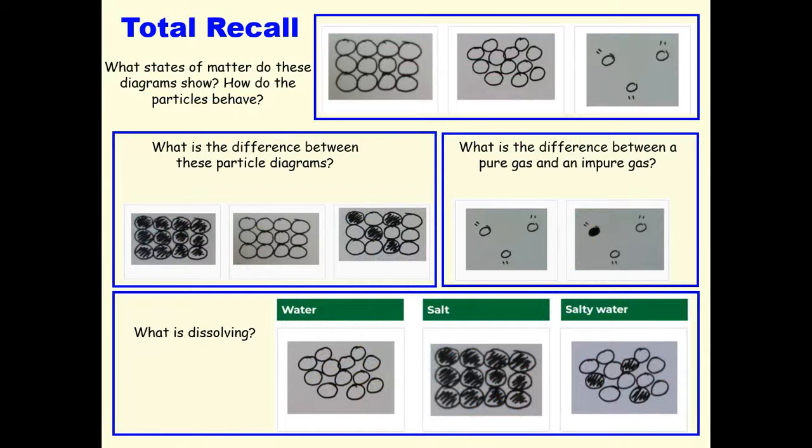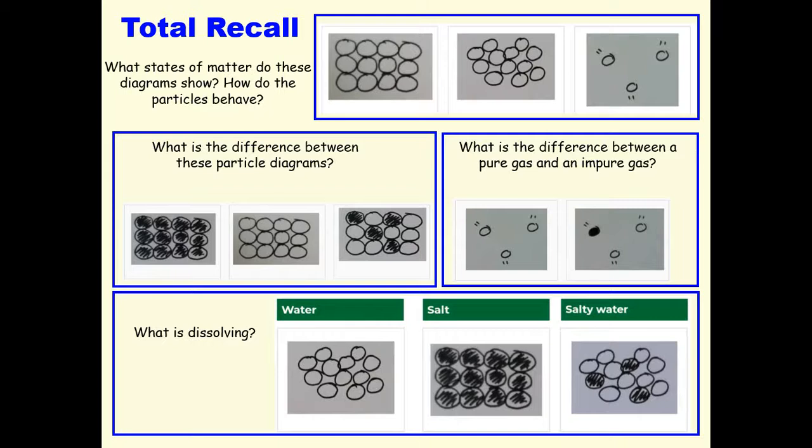Okay, let's do our total recall today. What states of matter do these diagrams show? How do the particles behave? So I want you to tell me the name of the state of matter and tell me how the particles behave. And what's the difference between these particle diagrams? What's the difference between a pure gas and an impure gas? And what is dissolving? Pause the screen, have a go at your total recall in your book.